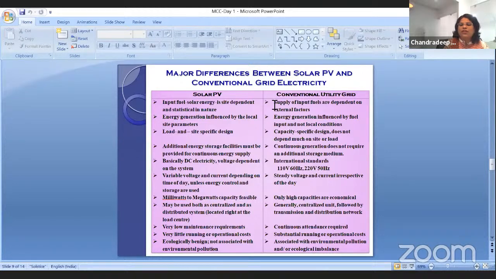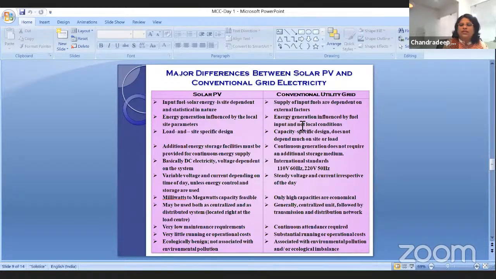It is dependent on the radiation. But in the case of a coal power plant, the supply of input fuel depends on external sources. We have to import coal, or take coal from one state to another, saying I need this many tons. So it is not nature dependent. Second point, energy generation is influenced by local site parameters. As I said, in designing a solar power plant using the software, we include not only the radiation data but also wind, humidity and turbidity. Turbidity means pollution level also. Considering all these factors, we design the solar power plant.